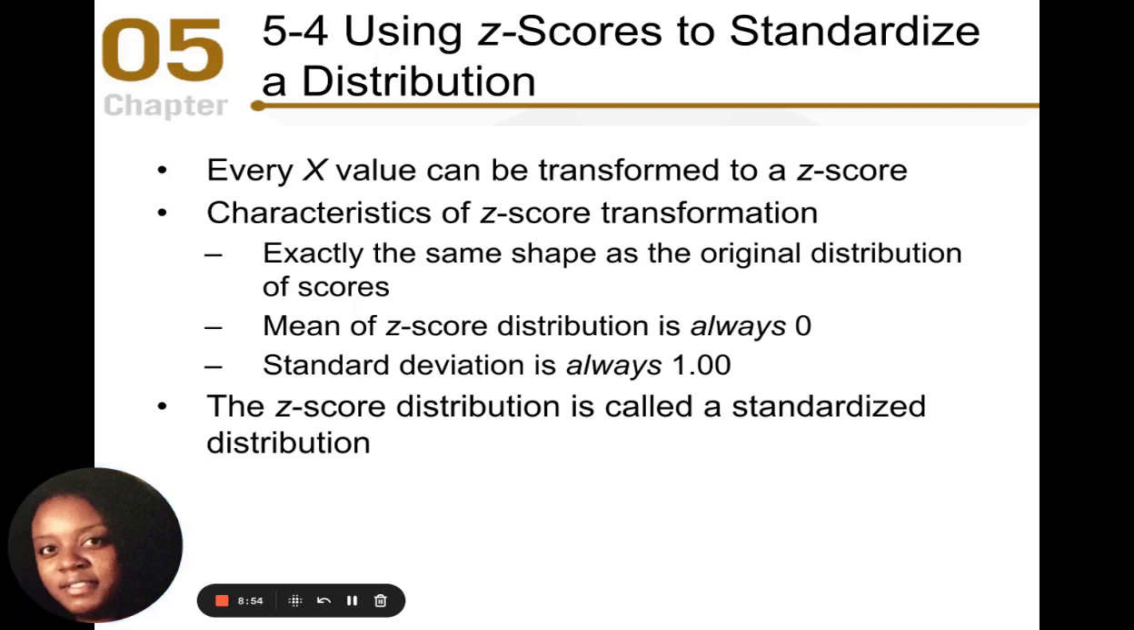When we use z-scores to standardize a distribution, every X value can be transformed to a z-score. And that z-score transformation has exactly the same shape as the original distribution of scores. The mean of a z-score distribution is always 0, and the standard deviation is always 1. That z-score distribution is called a standardized distribution.